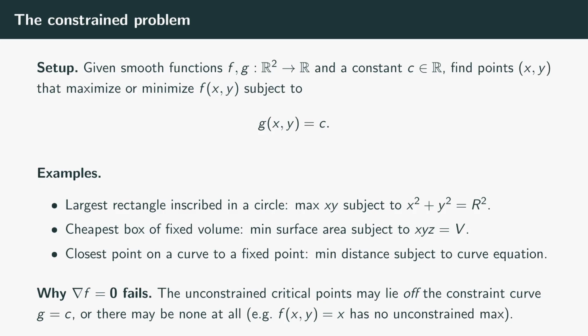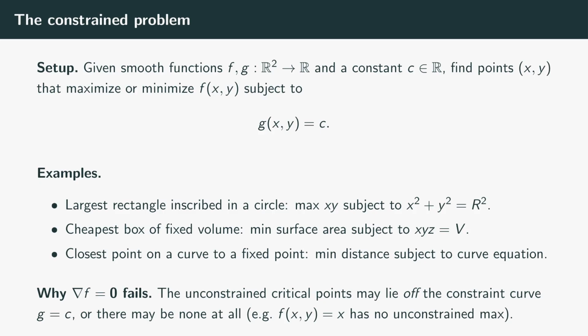This shows up everywhere. Engineers want the largest cross-section of a beam subject to a perimeter budget. Economists want the utility maximizing bundle, subject to a budget constraint p1x1 + p2x2 = I. Geometers want the closest point on a curve to a fixed point. All constrained optimization. Notice that the unconstrained method, set the gradient to 0 and classify, can completely fail here.